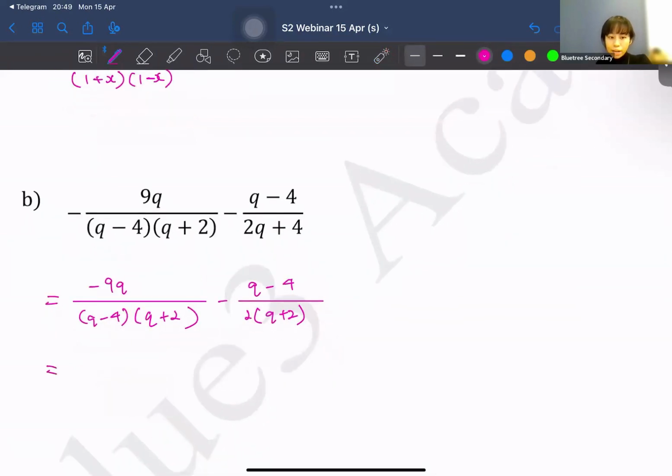Okay, so I have factorized my denominator already. Go and find out what the LCM of both of your denominators is. In this case, I have one of the factors that is being repeated, which is the q plus 2. So that means my first fraction needs to multiply by 2 on top and below, and my second fraction needs to multiply by q minus 4 on top and below.